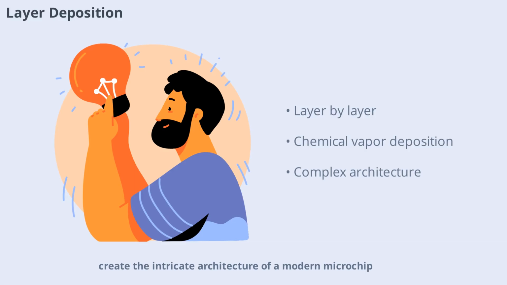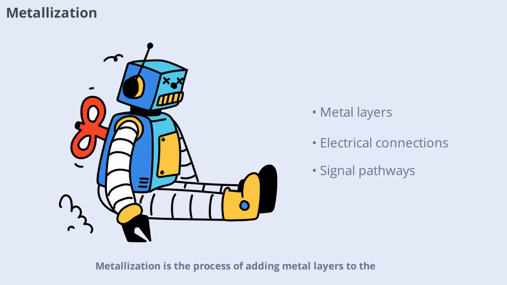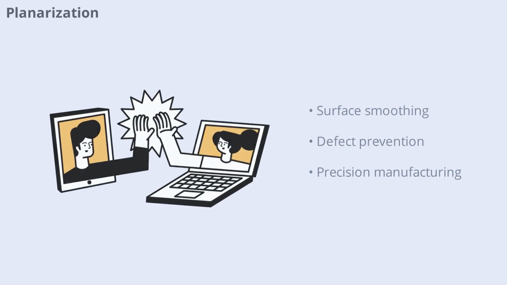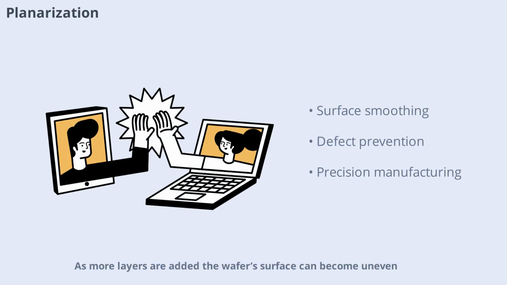Metallization is the process of adding metal layers to the wafer to create electrical connections between different parts of the chip. Metals like aluminum or copper are deposited and then patterned using photolithography and etching. These metal lines form the intricate network that allows signals to travel throughout the chip, enabling it to function as intended. As more layers are added, the wafer's surface can become uneven.